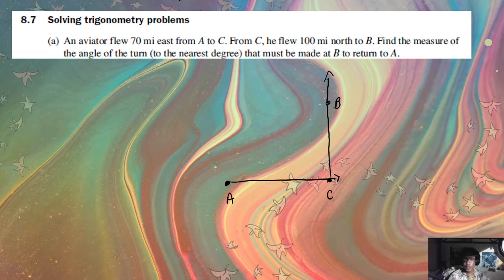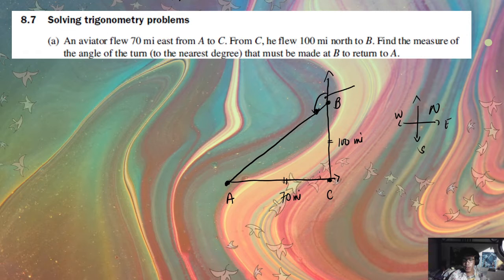For this problem, we need to find the angle measurement at which the aviator would have to make a sharp turn for his aircraft to go from B back to A. Let's write our given. From A to C, the distance is 70 miles, and from C to B, the distance is 100 miles. This is our north, this is our south, this is our east, and this is our west.